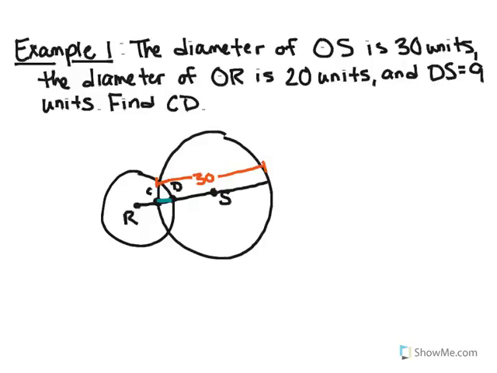The other part that we know is that the diameter of circle R is 20 units. So again, I'm going to do the same thing here. I'm just going to measure that out and make sure that we say that it's 20. And DS is 9 units, so just this part here.